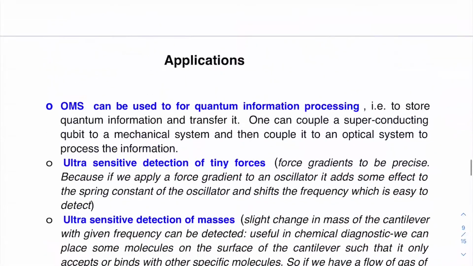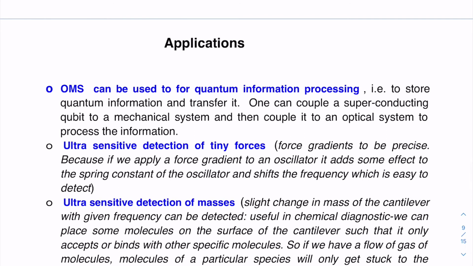Now, as regards other applications, and there are many in fact, optomechanical systems may be used for quantum information processing, that is, to store quantum information and transfer it. One can couple, as an example, a superconducting qubit to a mechanical system, and then couple that to an optical system to process the information.